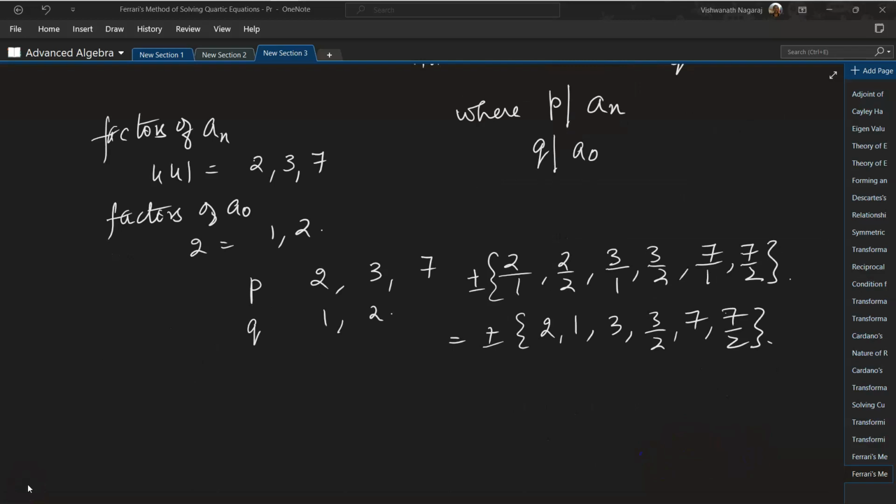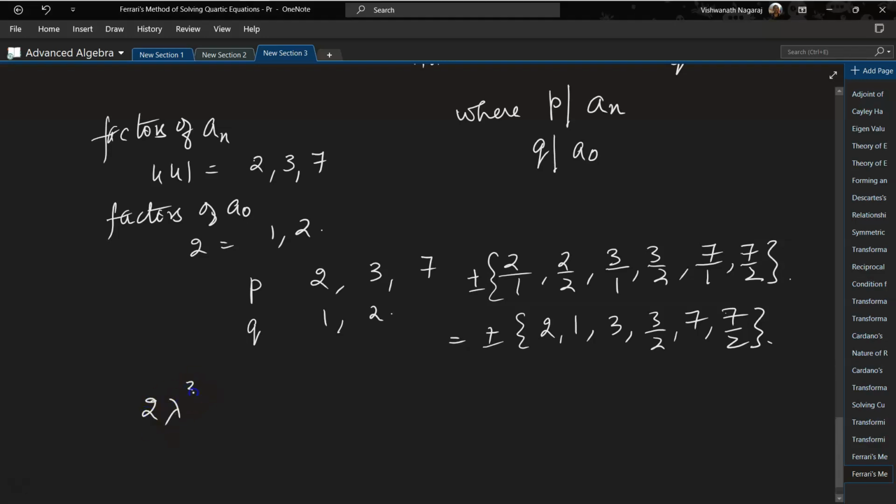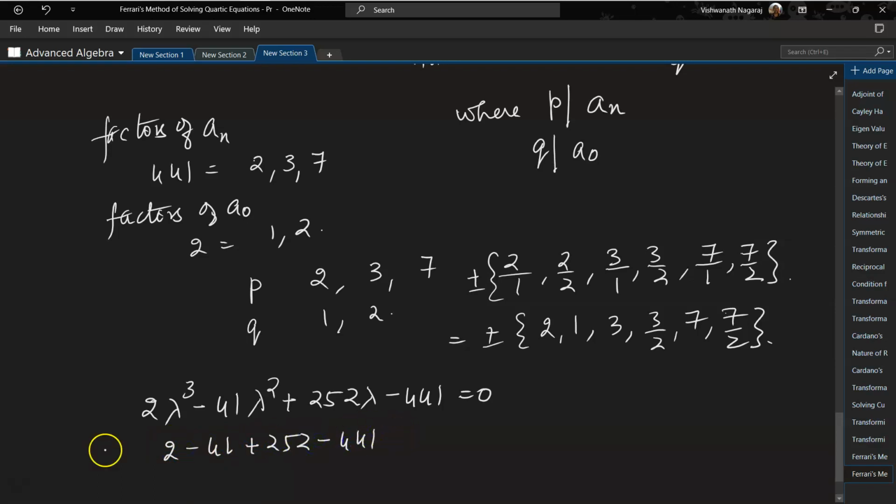So let's take the equation and substitute these values one by one. So we have 2 lambda cube minus 41 lambda square plus 252 lambda minus 441 equal to 0 is the equation. Now let's put in 1. So we get 2 minus 41 plus 252 minus 441. Okay, this is for 1.